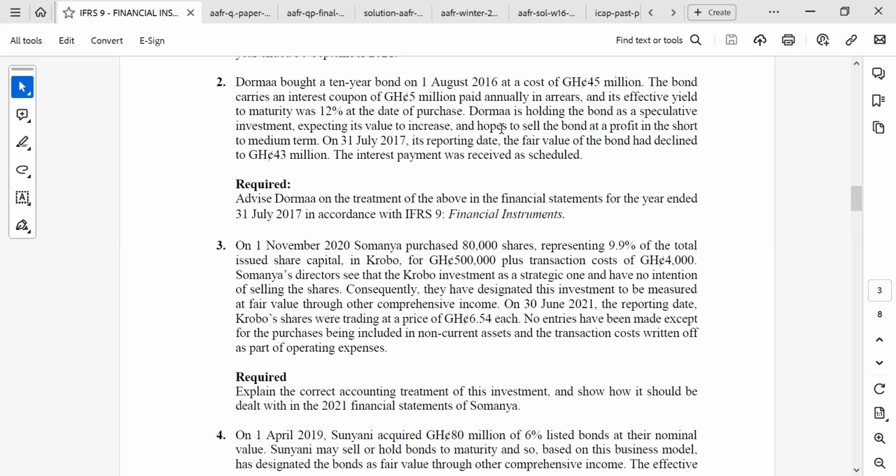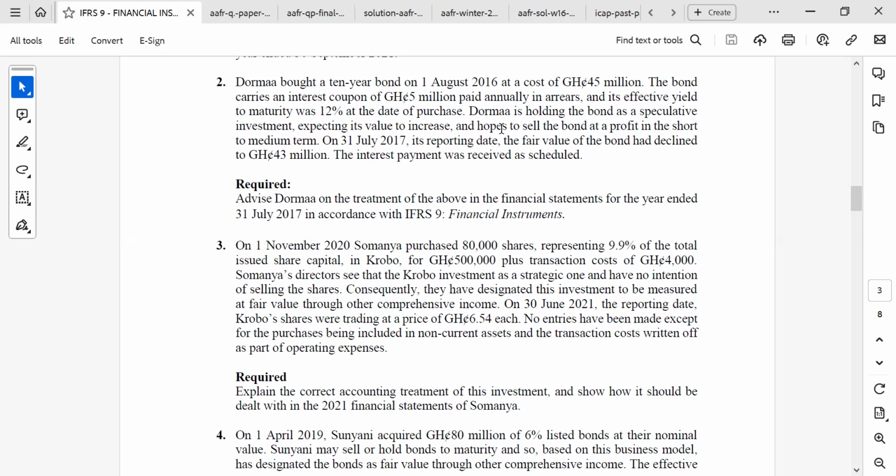On 30th June 2021, the reporting date, Krobo shares were trading at a price of 6 pesos each. No entries have been made except for the purchases being included in non-current assets and the transaction cost written off as part of operating expenses. Required: explain the correct accounting treatment of this investment and show how it should be dealt with in the 2021 financial statements of Somanya. All right.